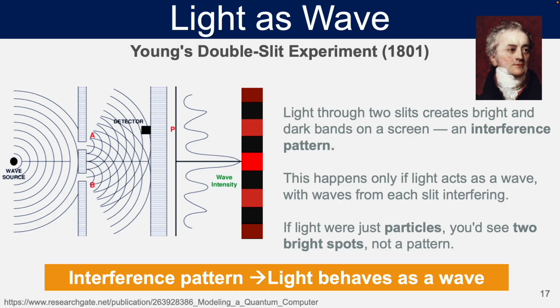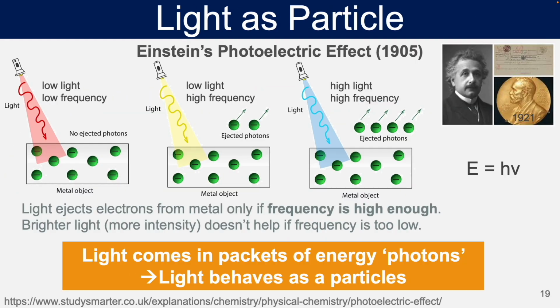Young's experiment was crucial. It showed that light has a wave nature. This wave picture explained refraction, diffraction, and interference. But science is rarely so simple. In 1905, Albert Einstein turned the picture upside down with the photoelectric effect.